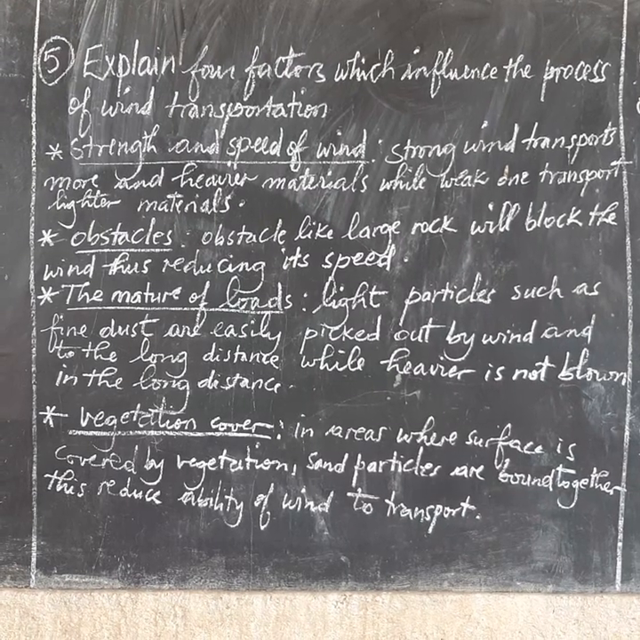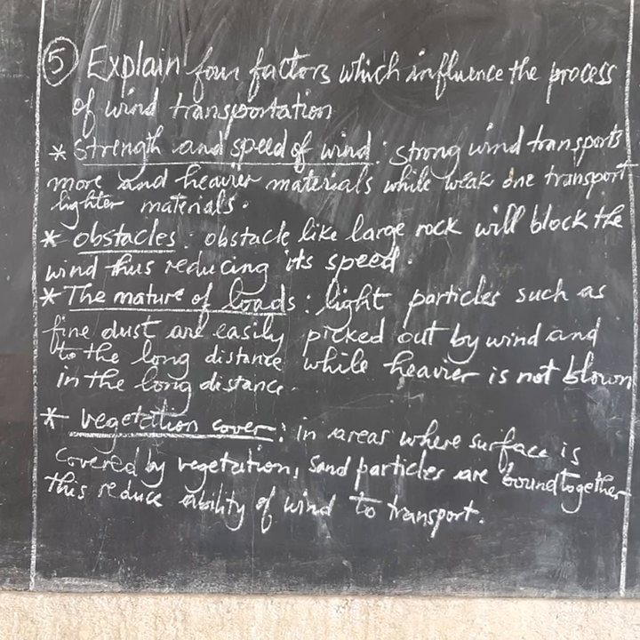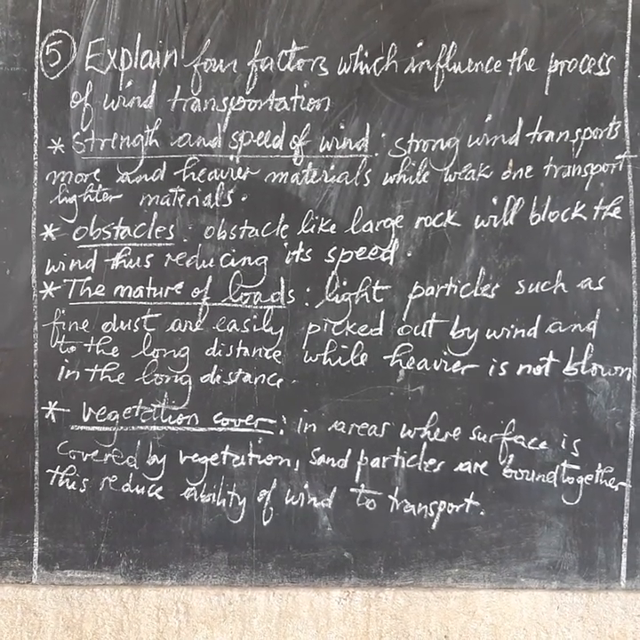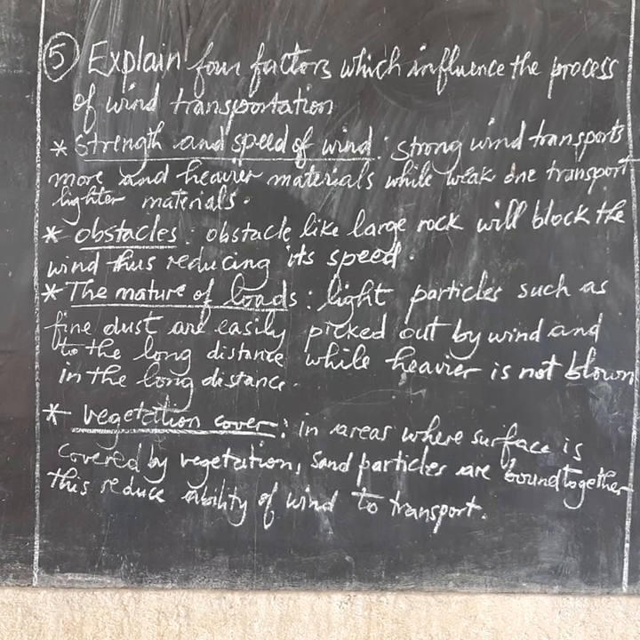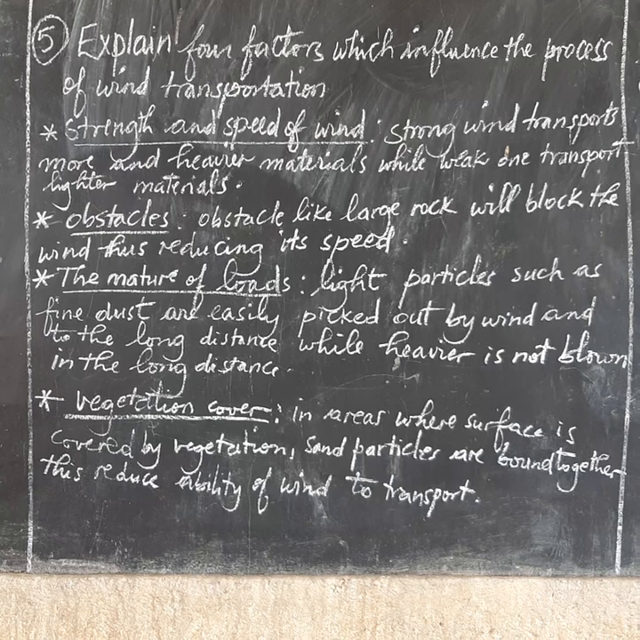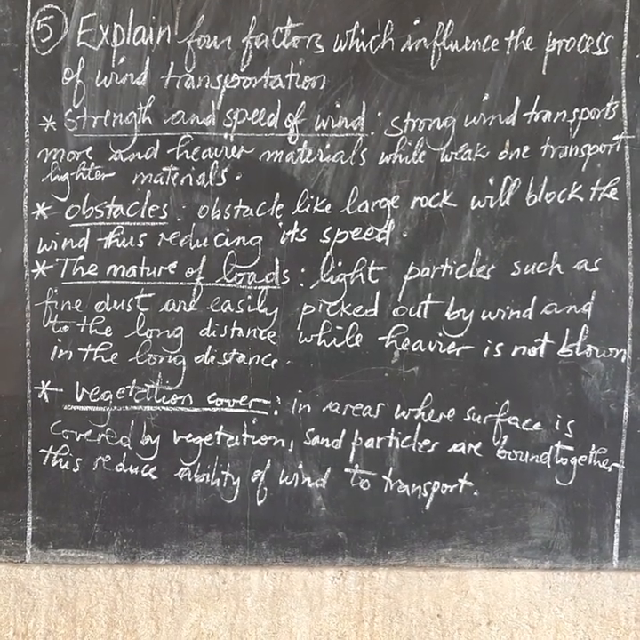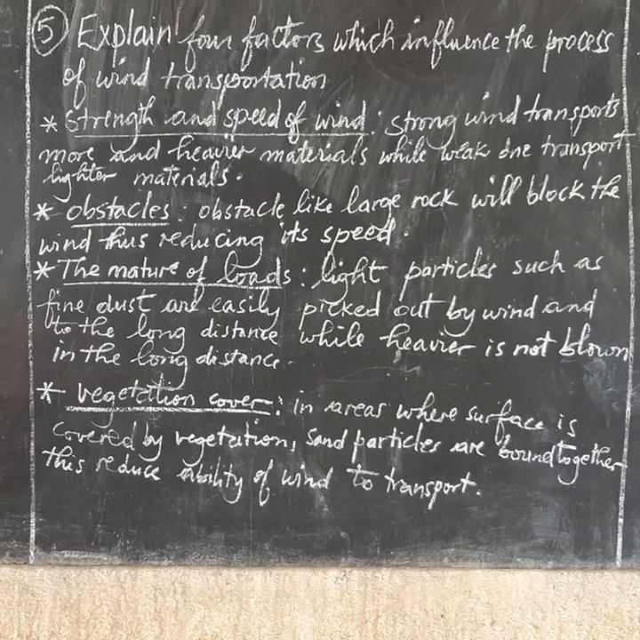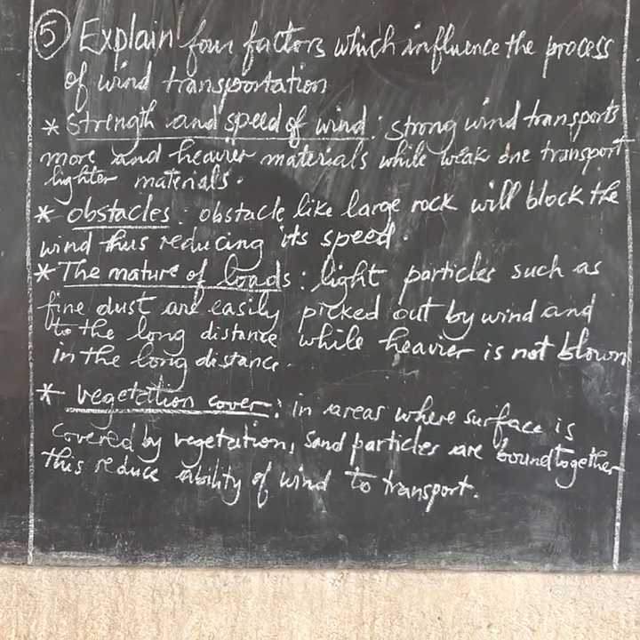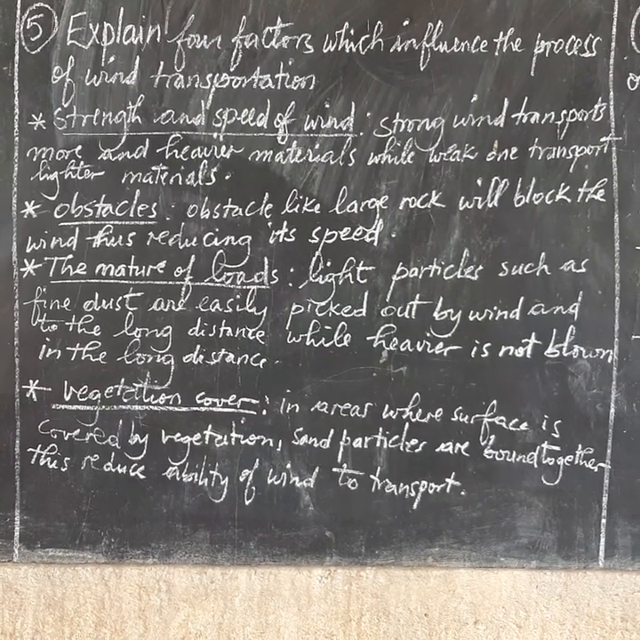I welcome you again to this episode of Physical Geography, where we are on the action of wind. Today we are going to run the question relating to wind transportation. We have a question which is asking, explain 4 factors which influence the process of wind transportation. So meaning that we are going to see the factors that influence a wind to transport the materials in the desert. The factor number 1 is strength and speed of wind.